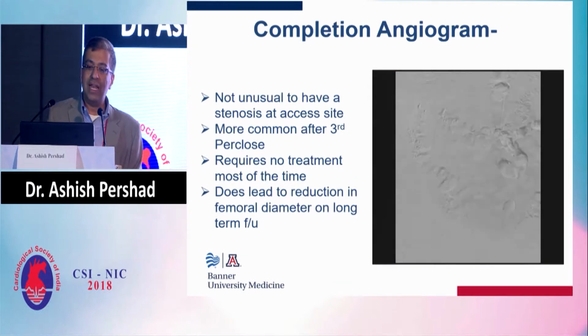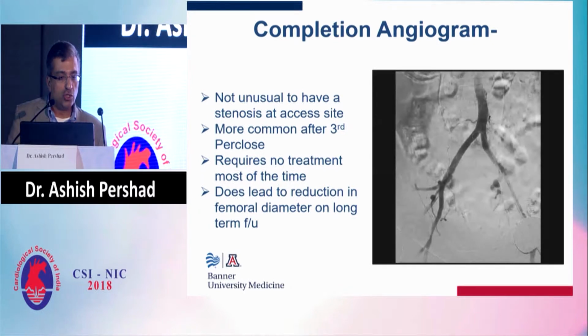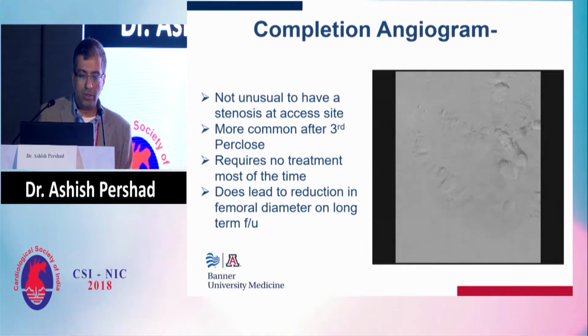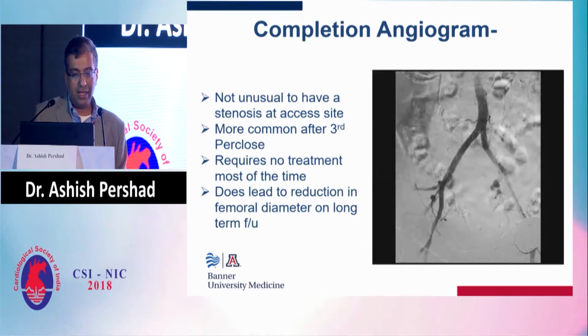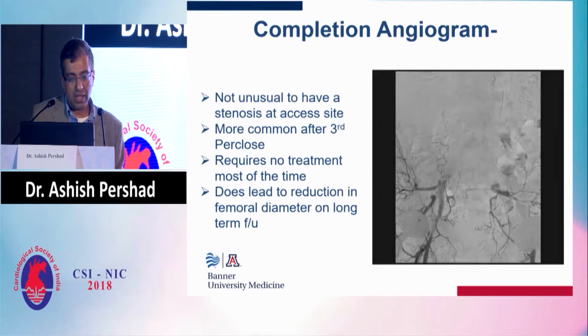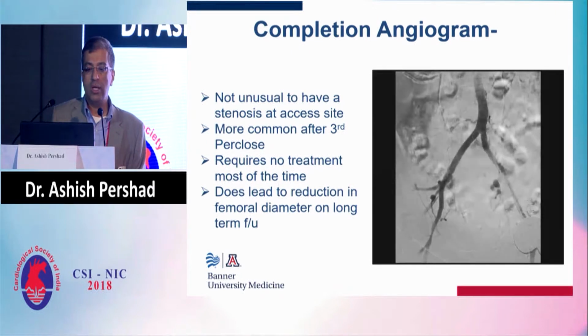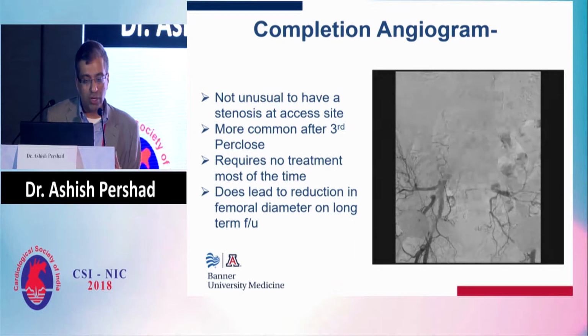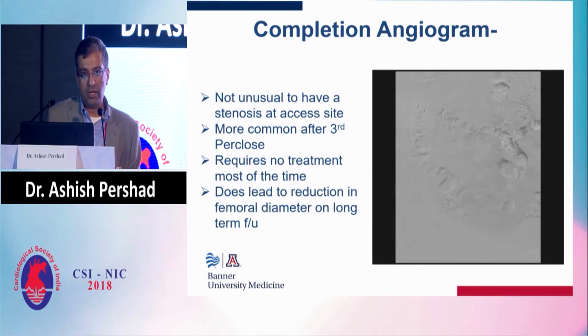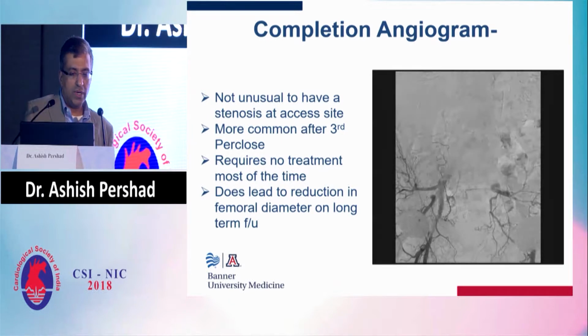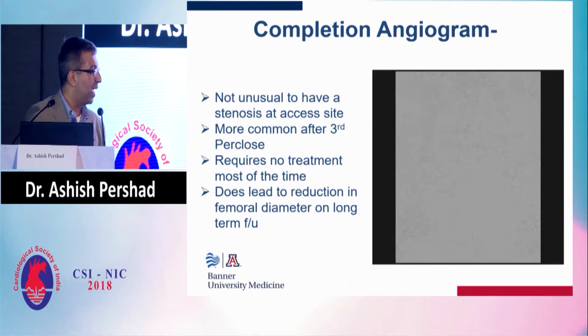Important thing to do is at the end of the case to have a completion angiogram. The case yesterday from Eberhard Grube's lab demonstrated that there was a stenosis. It's not unusual to have a stenosis at the access site. It's typically more common after you've used a third Perclose. It usually requires no treatment. However, there's new data that was recently published in JACC that did show that long-term it did lead to reduction in the femoral diameter due to femoral artery shrinkage from placement of a large sheath and subsequent closure.